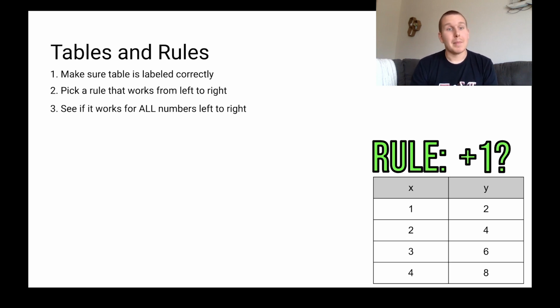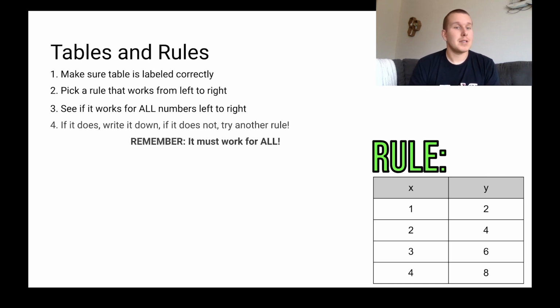Step three, see if it works for all numbers left to right. Well, 1 + 1 does give us 2, but 2 + 1 doesn't give us 4. So it looks like the rule that I came up with wasn't correct, but that's okay. We can always come up with a different rule. So step 4, if it does work, we'll write it down, but if it doesn't, try another rule. Remember, it must work for all. So that's the important thing about rules.